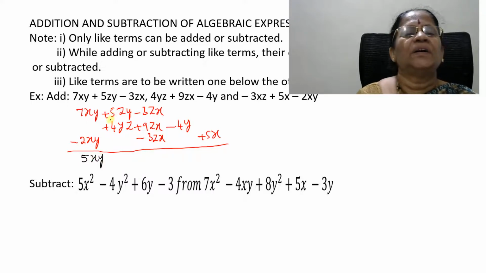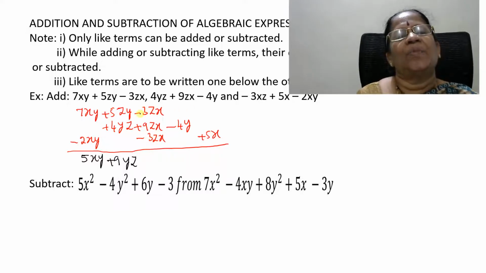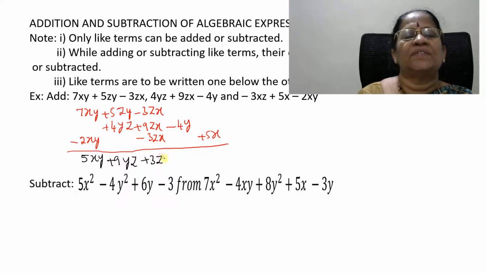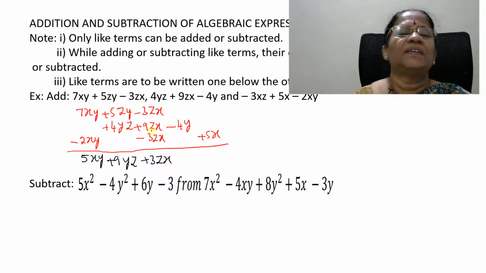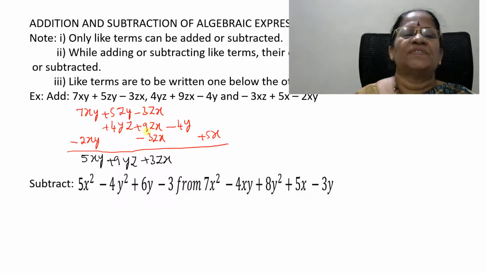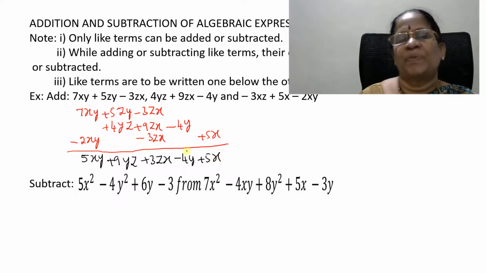xy: plus 5 plus 4 is plus 9. Plus 9 yz or zy. Here plus 3zx. Now minus 3zx, minus 3zx is minus 6zx. Minus 6 and plus 9: you have to find the difference of those two and put the sign of the greater number, that is plus 9 and minus 6 is plus 3. Minus 4y plus 5x. So this is the sum obtained.